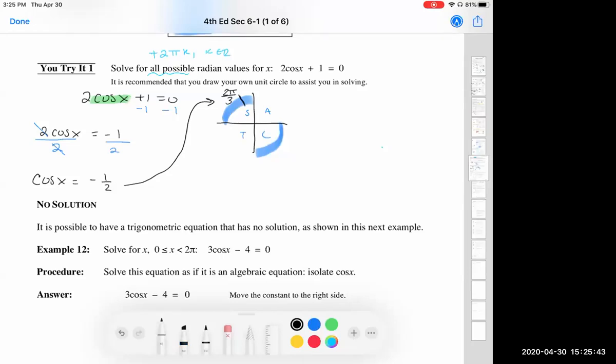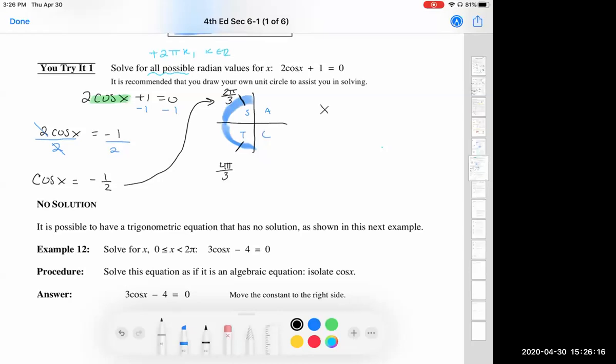And it's also -1/2 in quadrant 3. Oh no, C for cosine. So this one right here, cosine's positive in quadrant 4. And it's -1/2 in quadrant 3 at, right here, 4 pi over 3. So those are our answers.